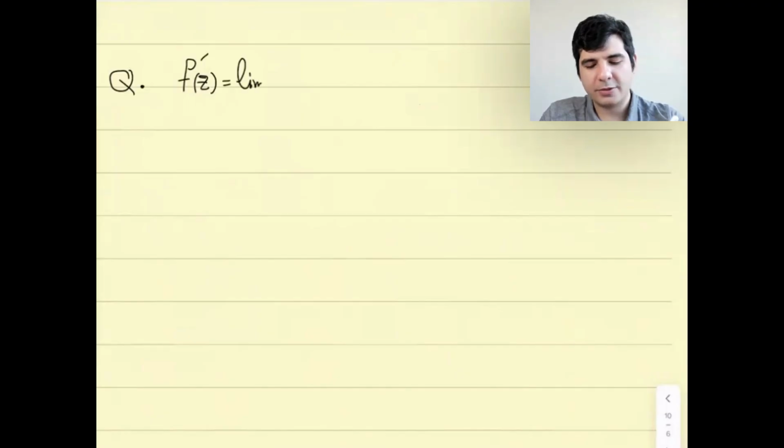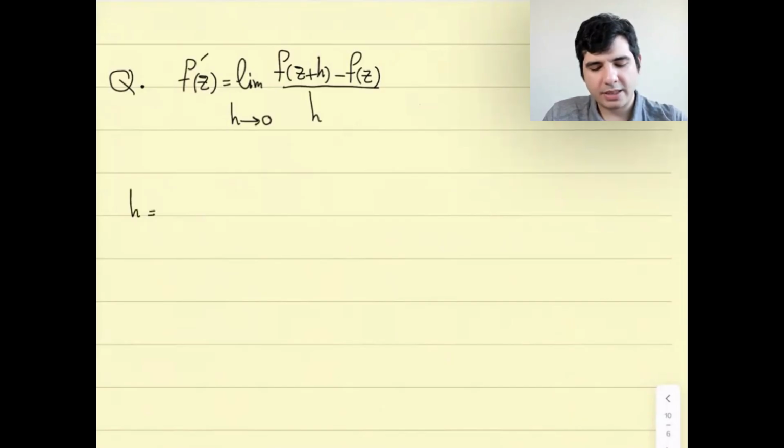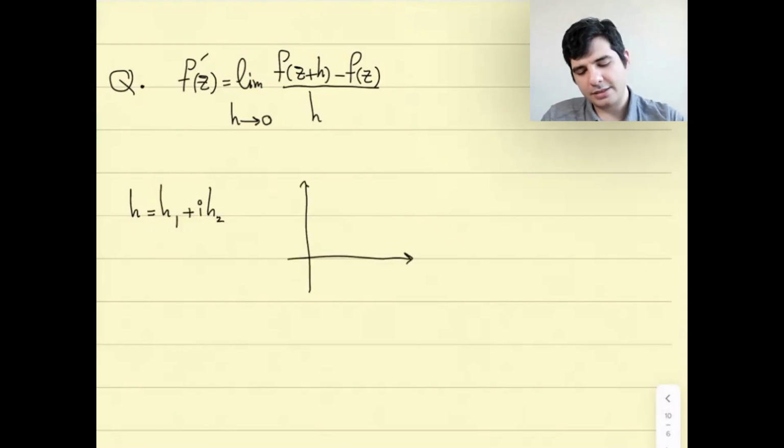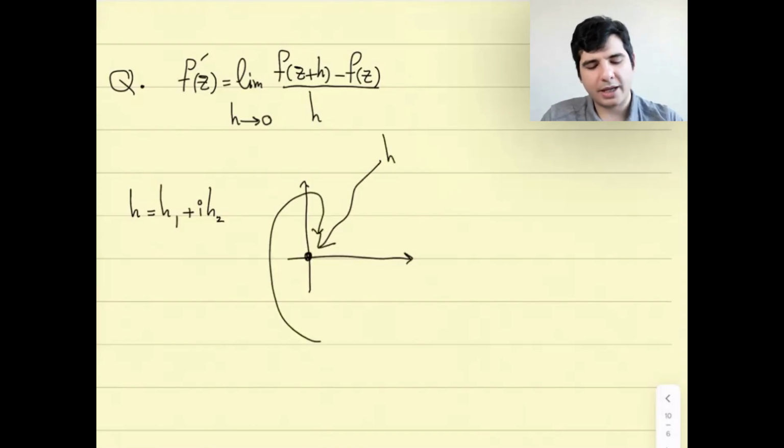Let's finish this part with a question. This question is for you, and I'd like you to think about it and tell me what you think. In the definition of complex derivative, we said we should look at this limit, f of z plus h minus f of z over h, where h goes to 0. And I mentioned h can be written as h1 plus i h2, right? So h is going to 0. h can go to 0 along any path, along any weird path, right?